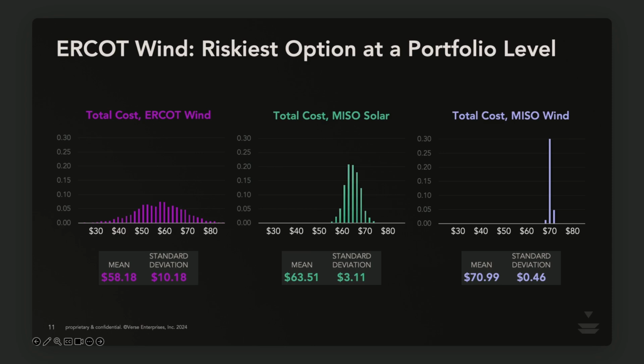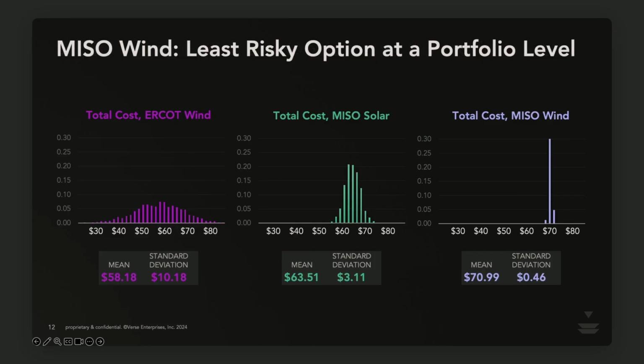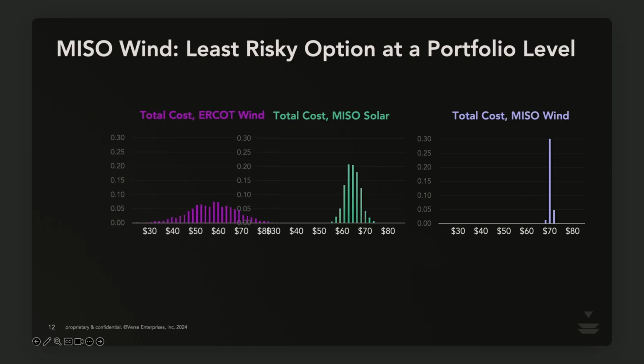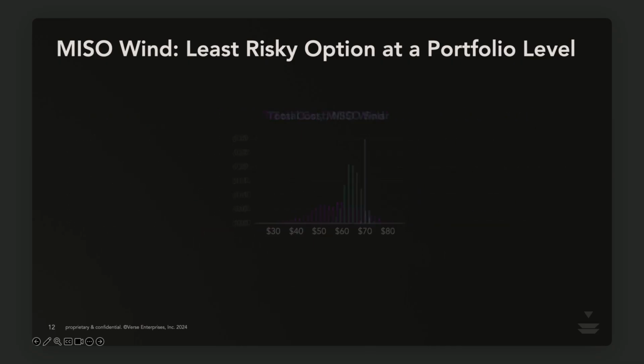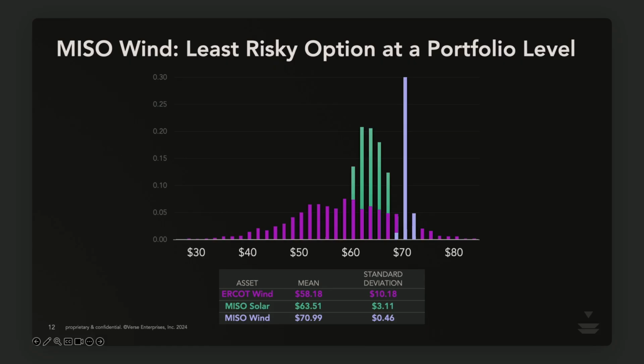The MISO solar and wind PPAs, on the other hand, are in the same market as Company A's load, which makes their forecasted market prices more closely correlated to the company's forecasted load costs. Although they have higher means, their lower standard deviations indicate a far narrower distribution of outcomes, which reduces overall portfolio risk. Thus, the MISO wind PPA, while the most expensive by forecasted net total cost, is also the least risky option at a portfolio level.